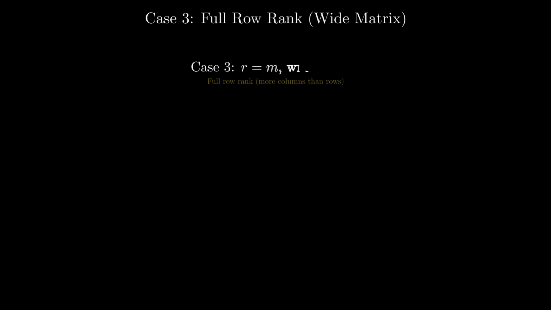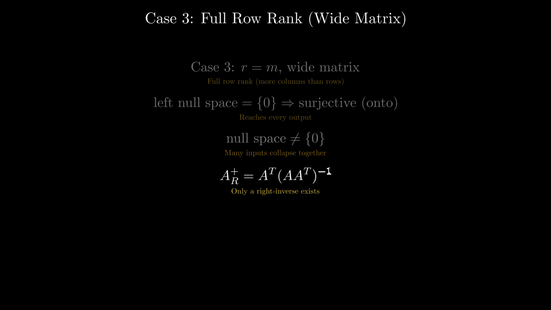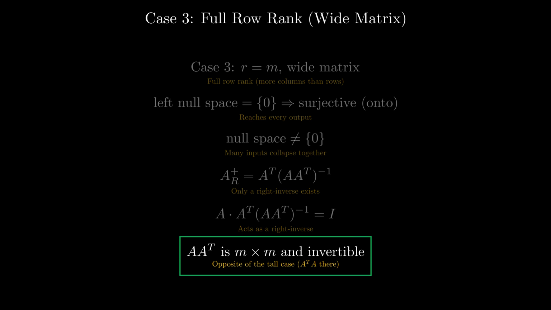Third case, r equals m, full row rank, a wide matrix. Now the left null space is just the 0 vector, so the map is surjective. It reaches every output. But the null space is non-trivial, so many inputs collapse together. This means only a right inverse exists. It is A transpose times the inverse of A times A transpose. This time, the invertible piece is A times A transpose, which is an m by m matrix. So for a wide matrix, A times A transpose is the small invertible one. This is exactly the opposite of the tall case.